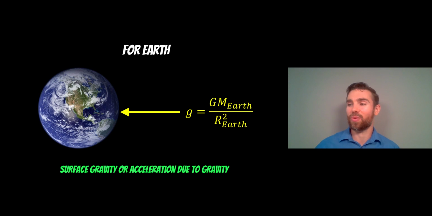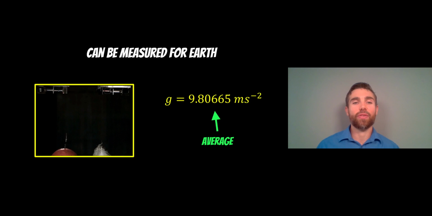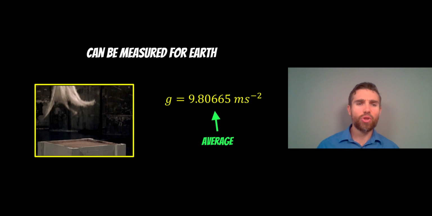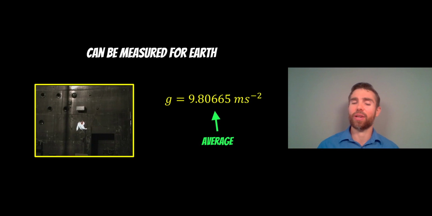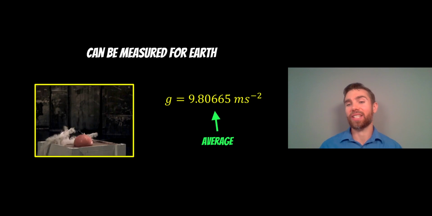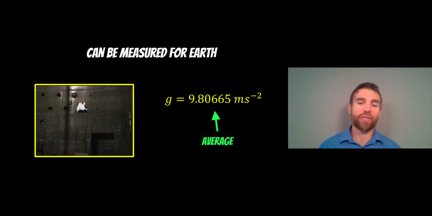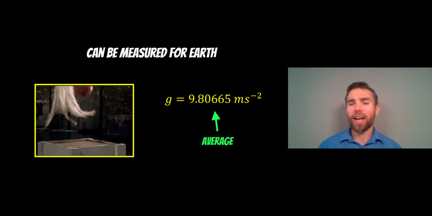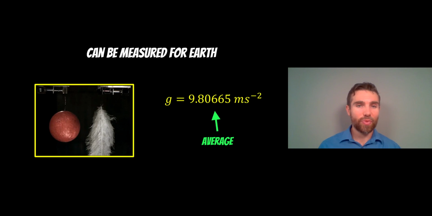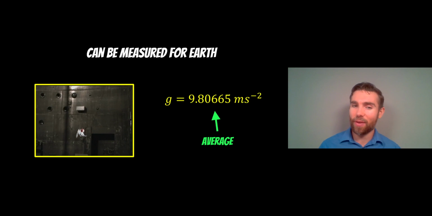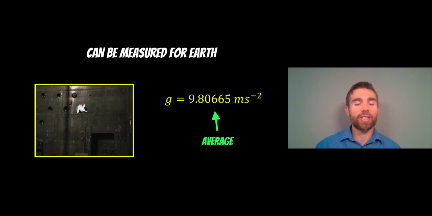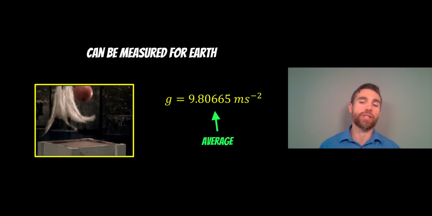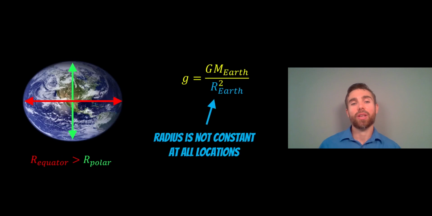Now we know what that is because if we drop something, you can measure the acceleration, and in fact, it can be fairly easily measured. It has an average value of about 9.80665 meters per second squared, and that's the acceleration due to gravity. I mentioned that it's an average, so that's averaged across the whole planet, but it does vary from location to location by small amounts.